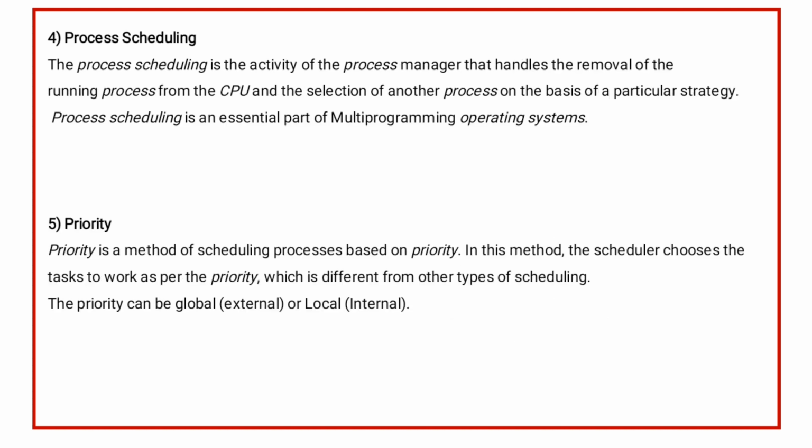Now next is process scheduling. Process scheduling is the activity of the process manager that handles the removal of the running process from the CPU and the selection of another process on the basis of a particular strategy. Process scheduling is an essential part of multi-programming operating systems. The objectives of process scheduling are listed.